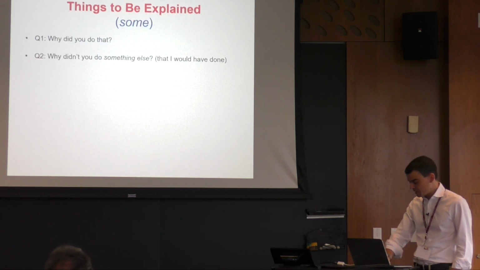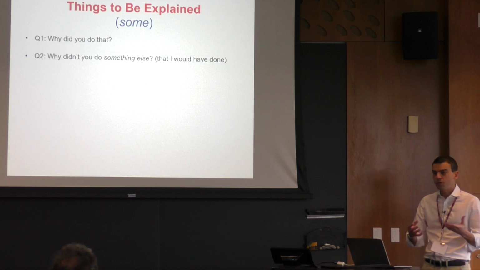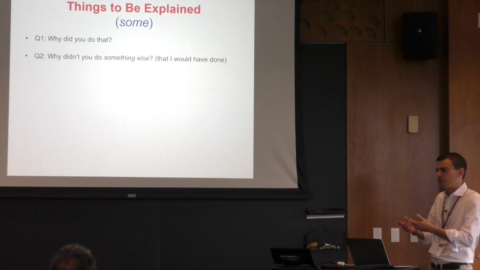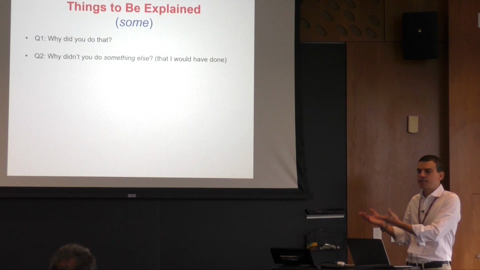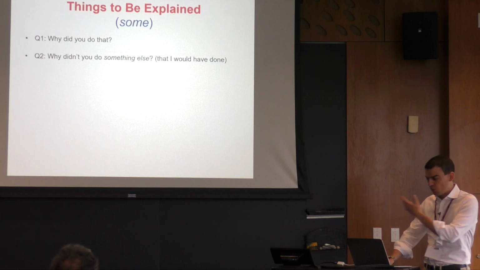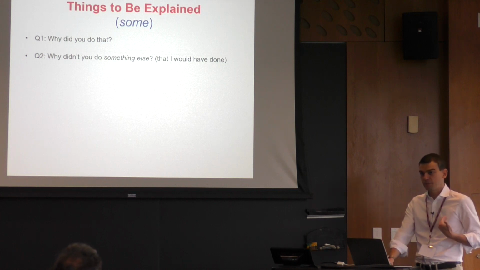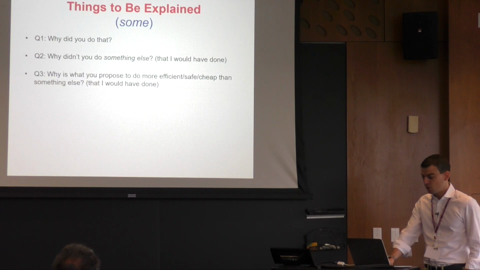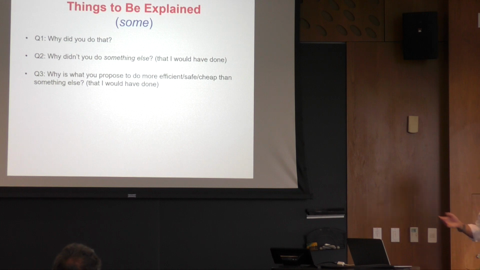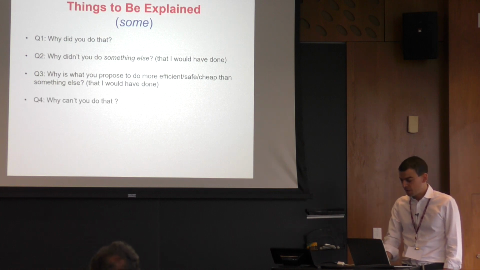Some of the things to be explained are these questions that come up when you work with robots, where the supervisor has to accept the plan for the robots. The supervisor would like to understand: why did you do that, or why didn't you do something else that I would have done? Or is what the planner is proposing more efficient, safe, or cheap than something else that I would have done? So, different metrics.